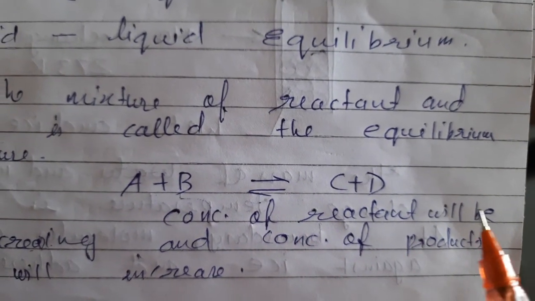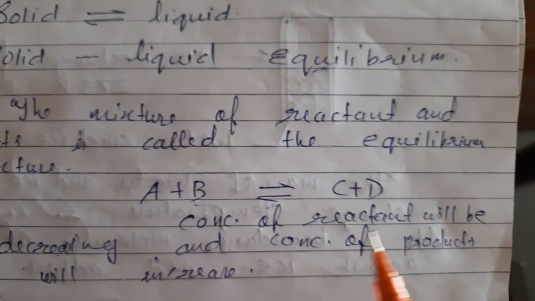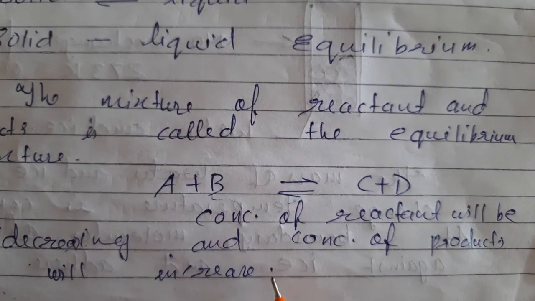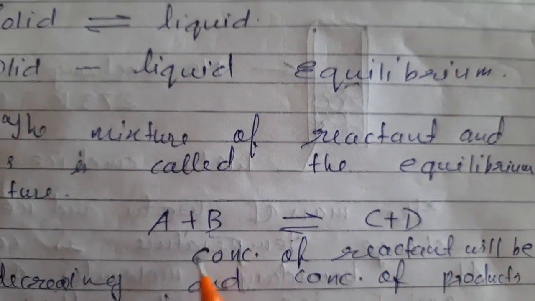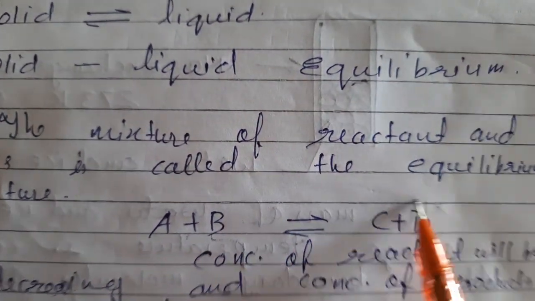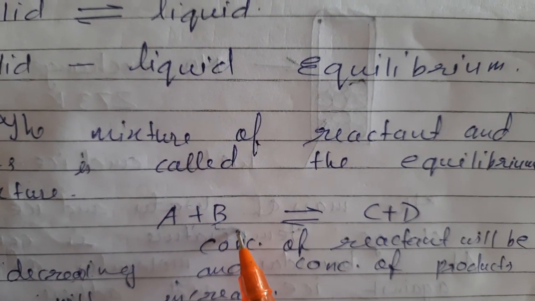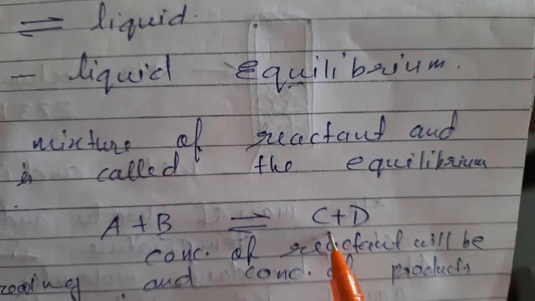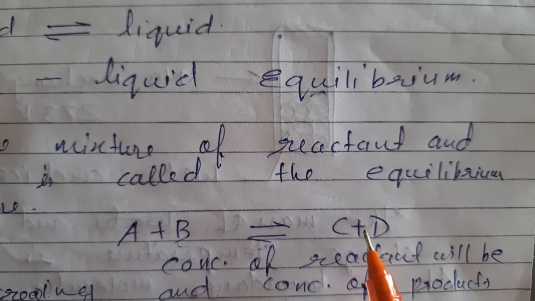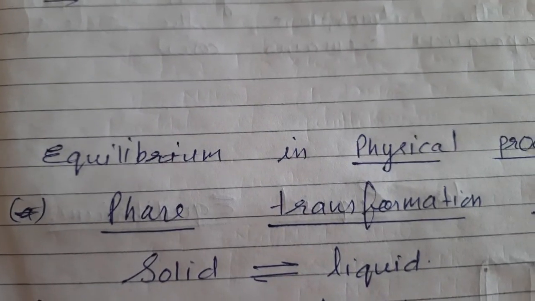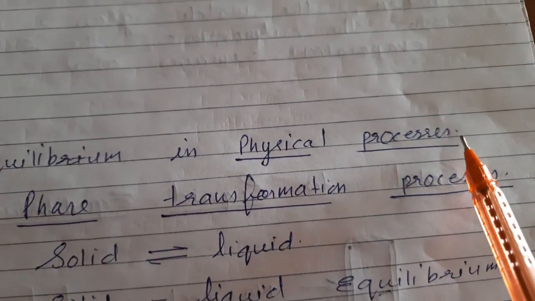The concentration of reactant will be decreasing and the concentration of product will be increasing. Why? Because reactants are forming the product. So obviously, when they are forming the product, their concentration will be decreasing, and what is newly made, that is the product, so its concentration will be increasing. Correct?